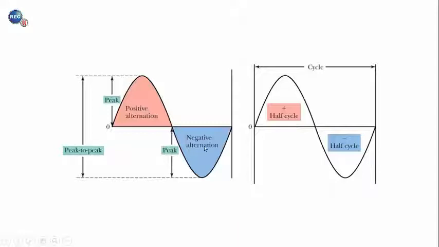The positive and negative alternations, we can also call those positive and negative half cycles. And so each half cycle, when put together, is equal to one whole full cycle.